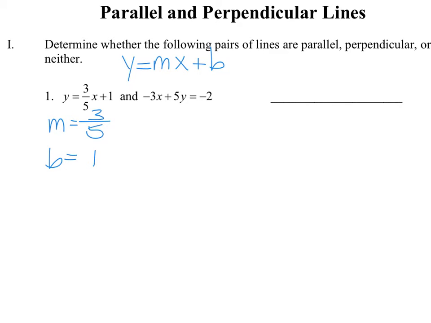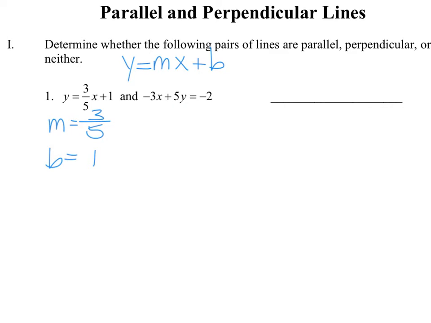In order for these to be parallel, they need to have the same slope. Perpendicular, they need to have the opposite reciprocal slope, and neither is whenever they have neither one of those relationships. So in order to tell whether the second equation has the same slope, I'm going to have to change it from standard form into slope-intercept form.